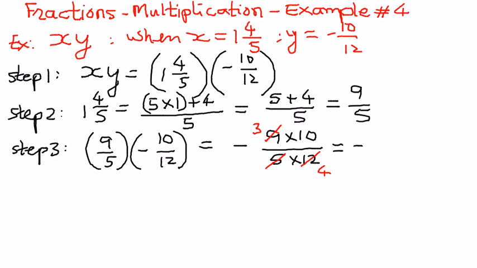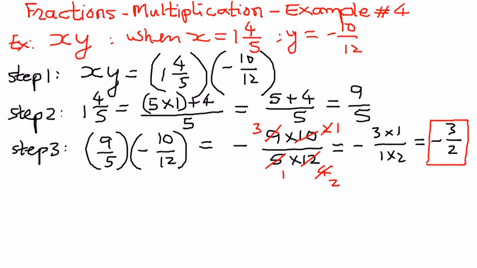So therefore 5 times 1 is 5, 5 times 2 is 10, and therefore we have 2 in the numerator and 4 in the denominator. 4 is a multiple of 2, therefore 2 times 1 is 2, 2 times 2 is 4. So when we put all of these together, we have 3 times 1 in the numerator and then 1 times 2 in the denominator. So when we simplify this, it comes out as negative, 3 times 1 is 3, 1 times 2 is 2. Therefore we ended up with a negative 3 over 2.